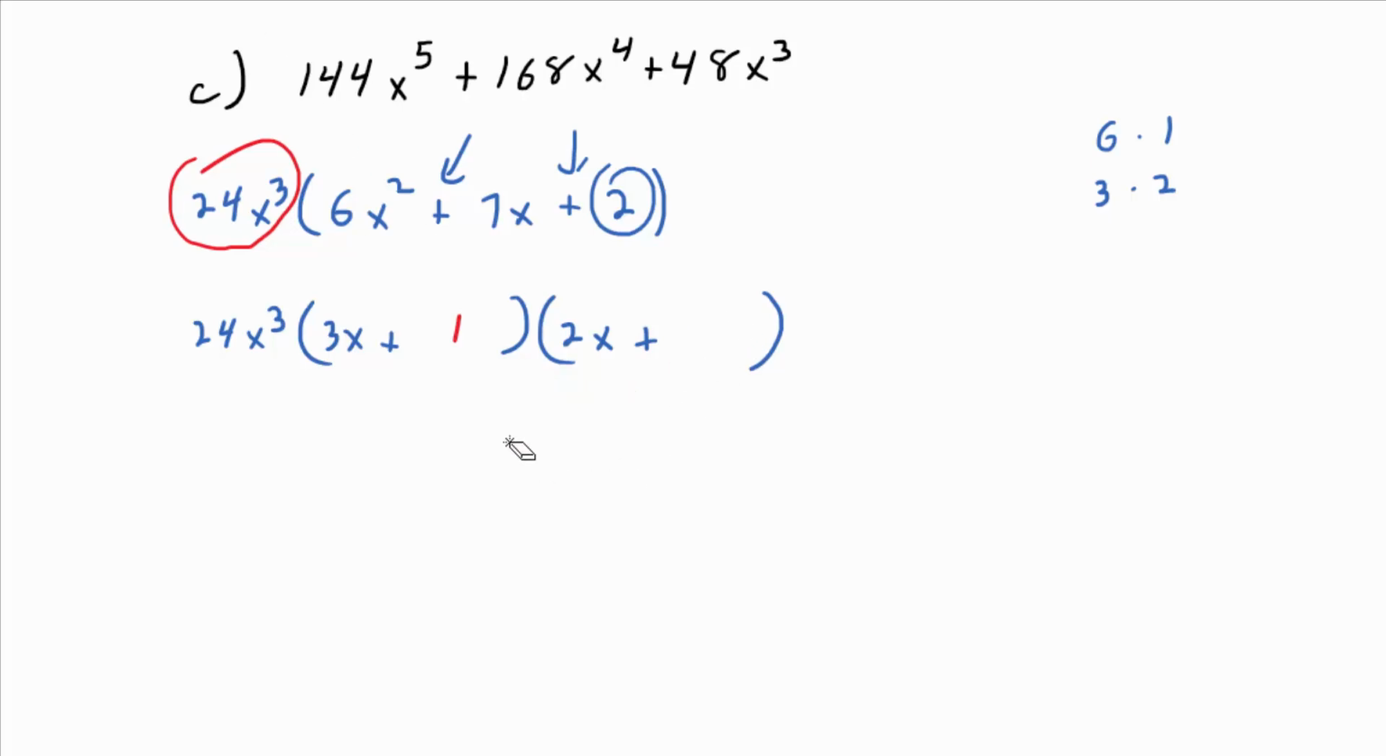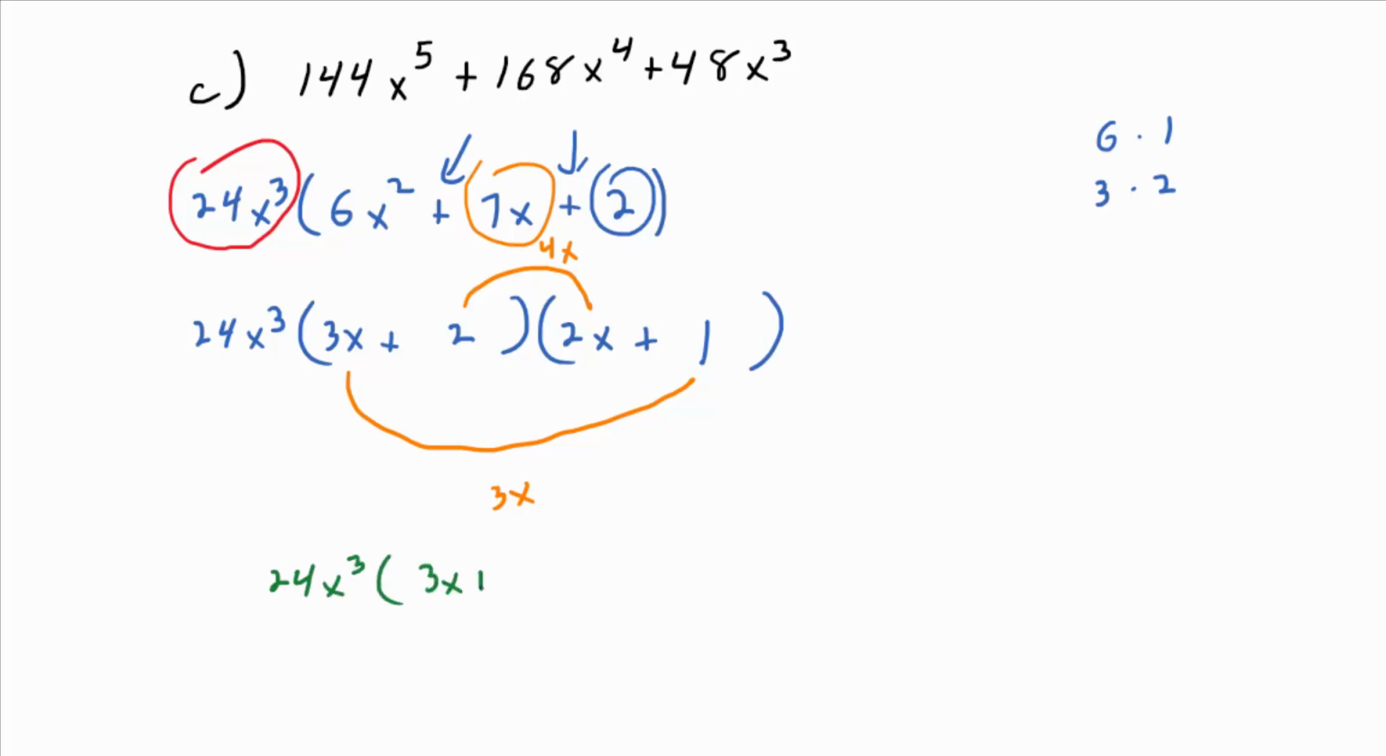So I know it can't be 1 and 2, so what am I going to try? 2 and 1. 3x plus 2 times 2x plus 1. Don't forget the GCF out in front. Let's check it. Outer gives you what? Check again. 3x times 1, 3x, right? And the inner gives you 4x. Do those add together to make 7x? Yep, you know you're right. So your final answer is 24x cubed times 3x plus 2 as a quantity times the quantity 2x plus 1.